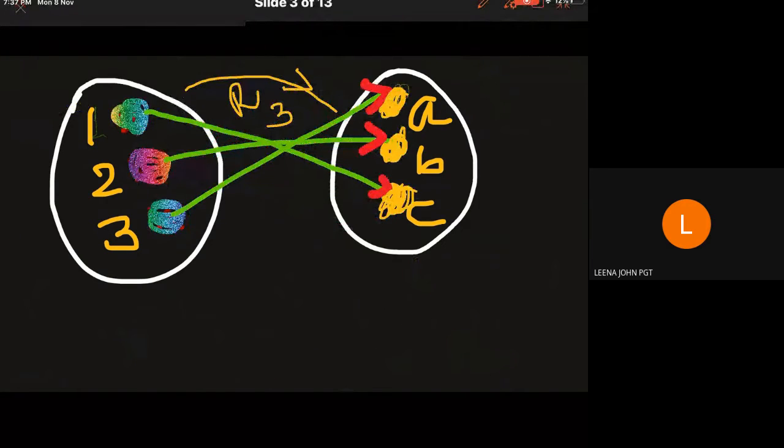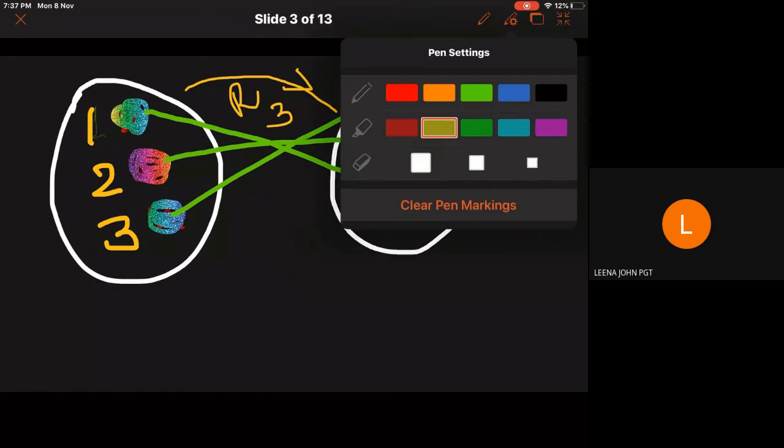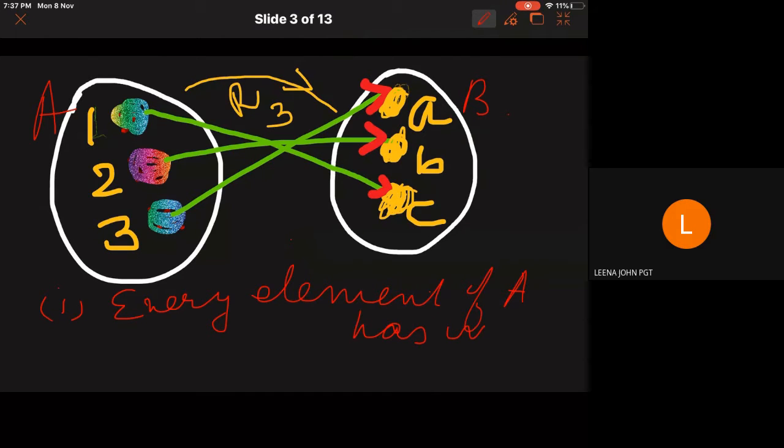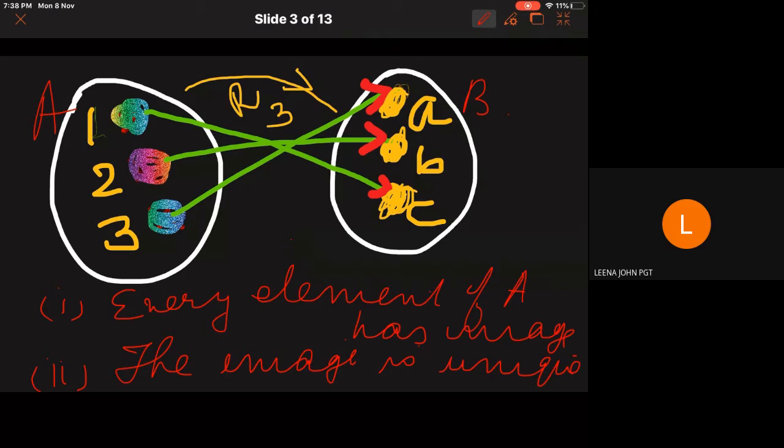Now come to this third relation, which is defined from A to B. The speciality of this relation R3 is that every element of A has an image, and second, that the image is unique. Such types of relations are known as functions.